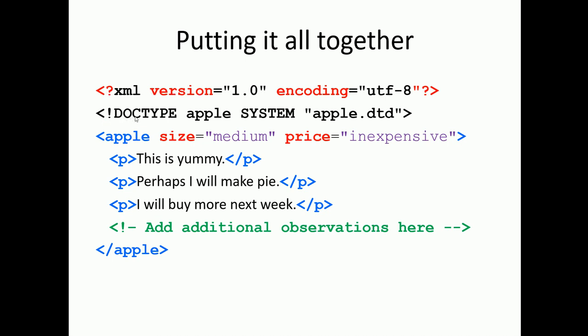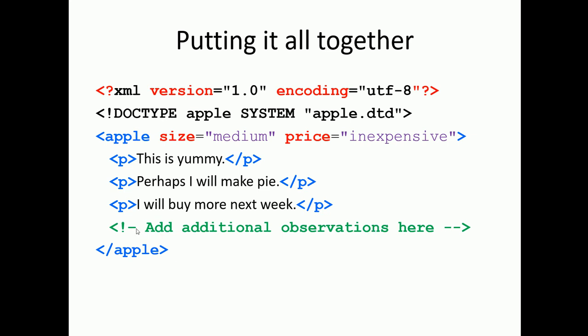So if we put it all together, here's an XML file that has most of those things. It starts off with the XML declaration. It has a doctype definition called apple. It's a system identifier, and it resolves to apple.dtd. The DTD has the rules, and presumably this file follows those rules. It has the root element of apple, with a size attribute of medium and a price attribute of inexpensive. It also has some nested paragraph elements within the apple element.